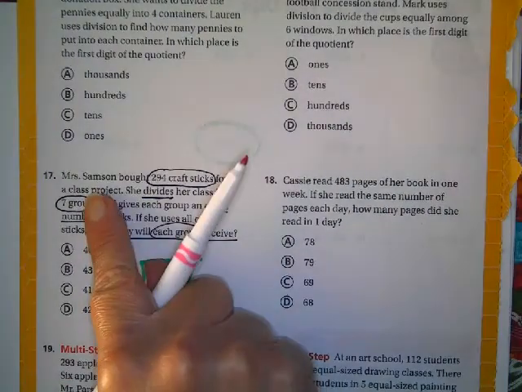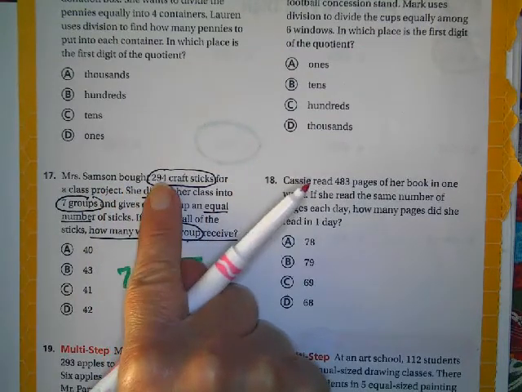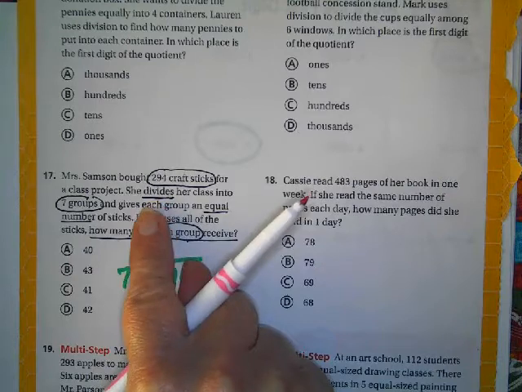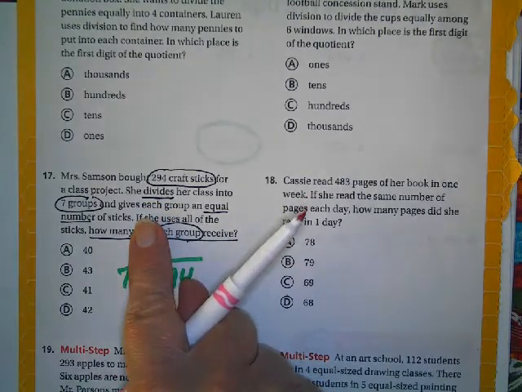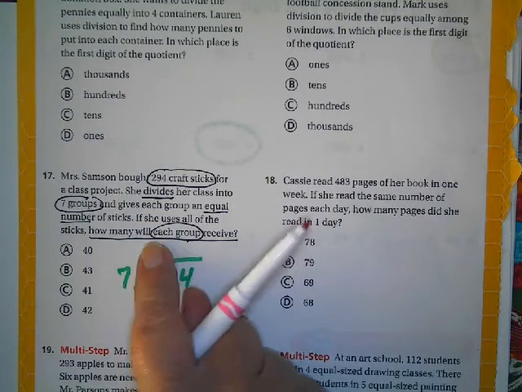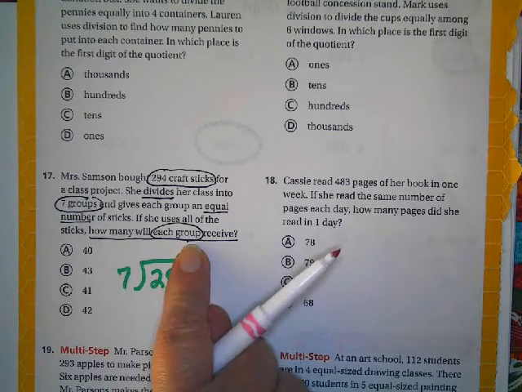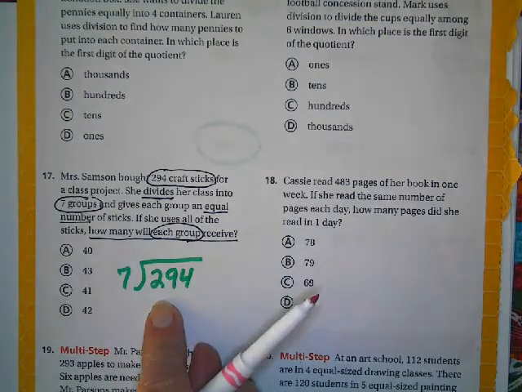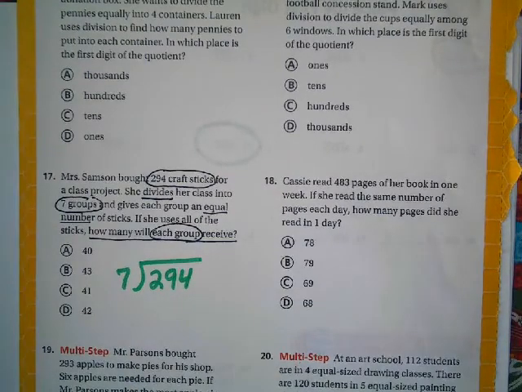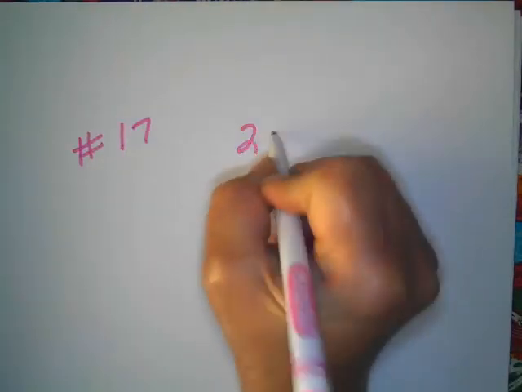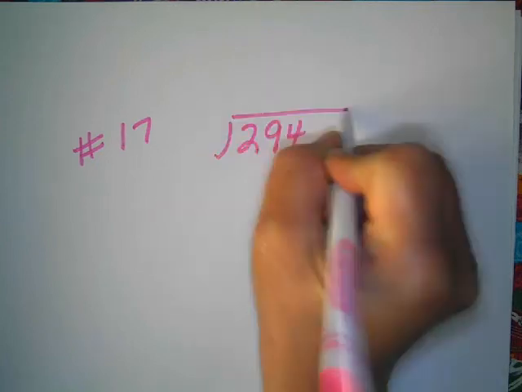Number 17 says, Mrs. Sampson bought 294 craft sticks for a class project. She divides her class into 7 groups and gives each group an equal number of sticks. If she uses all of the sticks, how many will each group receive? Alright, so our division problem is 294 divided by 7. So this one again is number 17. 294 divided by 7.